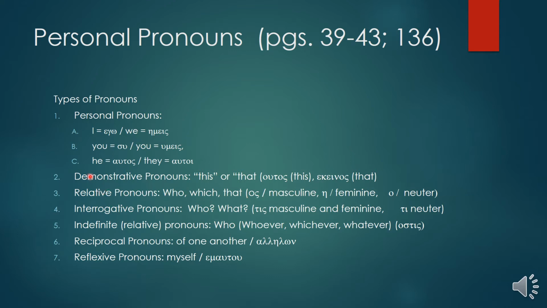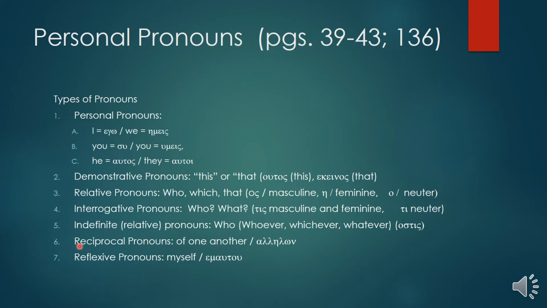The only pronouns we're going to be studying this week are the personal pronouns. We also have interrogative pronouns, who and what. Question: who ate the apple, or what is an apple? Those are questions, so they're interrogative pronouns. Tis is the masculine and the feminine for who. Ti is the neuter in Greek. We'll also have indefinite relative pronouns. Who could be whoever, indefinite. Who is definite, but whoever is indefinite. Whoever ate the apple. Whichever apple you're talking about. Whatever man. The Greek word is hostis. We'll talk about that again in weeks to come.